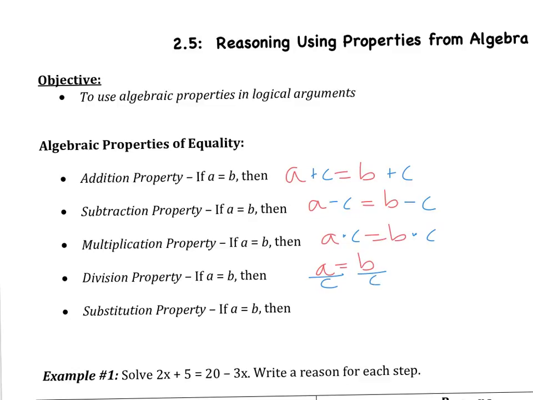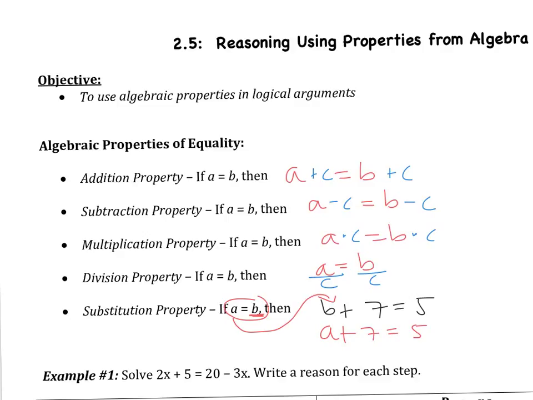Okay, the substitution property. This is the one that's different. So let's say I have some statement A equals B, and then I have B plus 7 equals 5. Now I know that A equals B, so anywhere that I see a B, I can now substitute an A. So I can say A plus 7 equals 5. So that's the substitution property. It's just plugging in, basically.